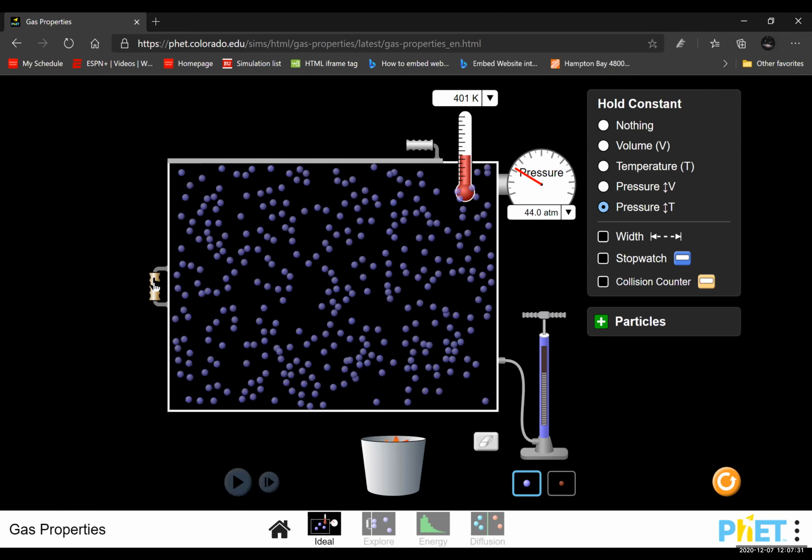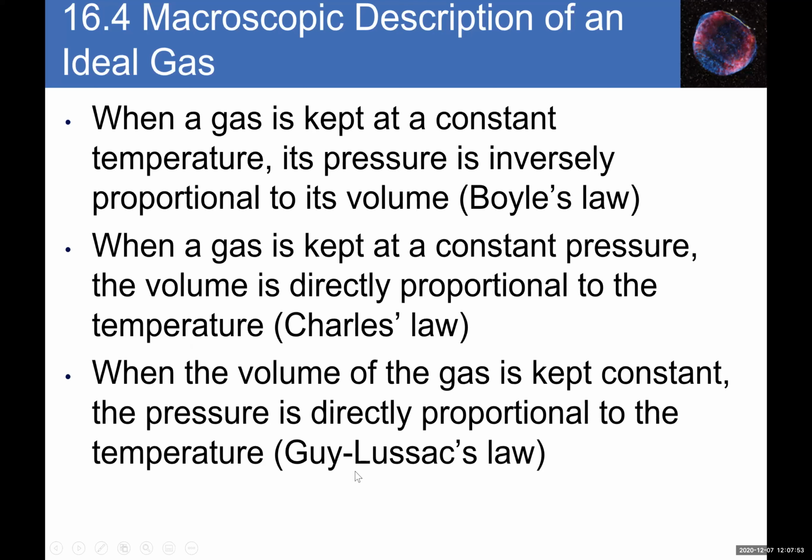All right, so then the last one says when the volume of the gas is kept constant, the pressure is directly proportional to the temperature. That we also saw. That is Gay-Lussac's law. All right, so we have Boyle's law, Charles' law, and Gay-Lussac's law representing how those variables are related to one another. That means our experiment gave us that pressure is proportional to the number of molecules, and proportional to temperature, and inversely proportional to the volume.